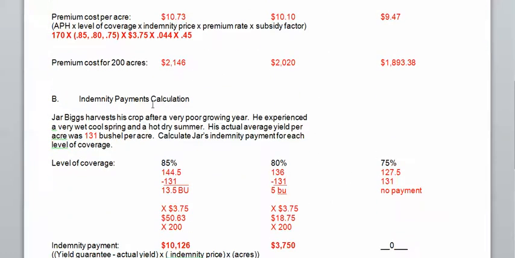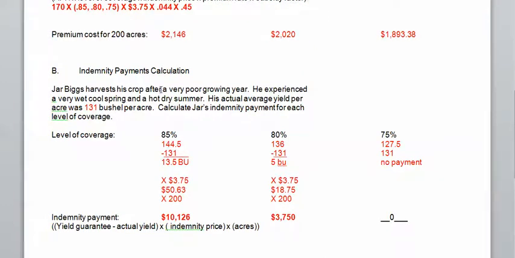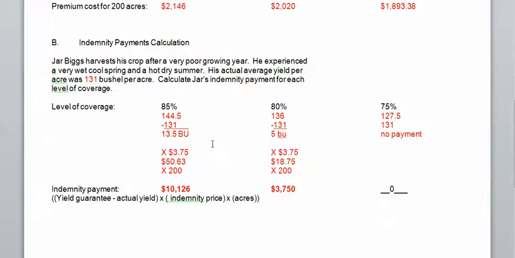Now let's look at the indemnity payments calculation. Jar Biggs harvests his crop after a very poor growing year. He experienced a very wet, cool spring and a hot, dry summer. His actual average yield was 131 bushels per acre. Calculate Jar's indemnity payment for each level of coverage. All right, then. At 85% coverage, we were guaranteed 144.5 bushels. We yielded 131. So we're going to get paid on 13.5 bushels per acre.